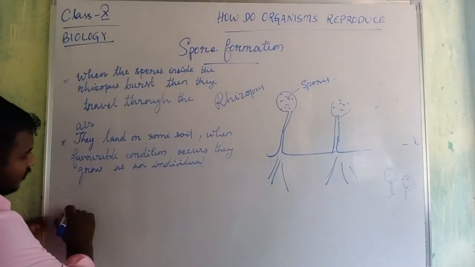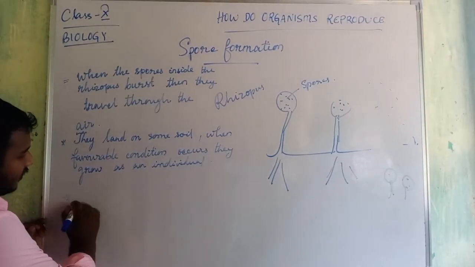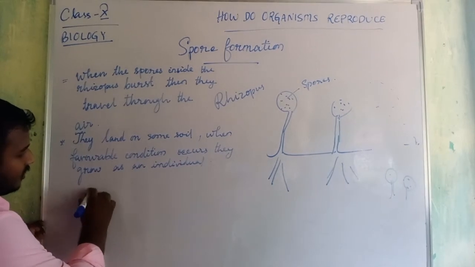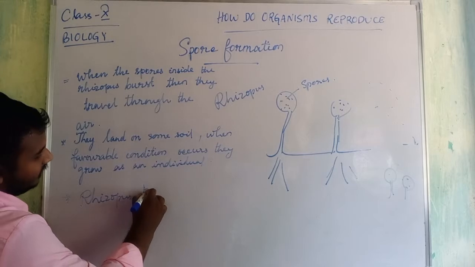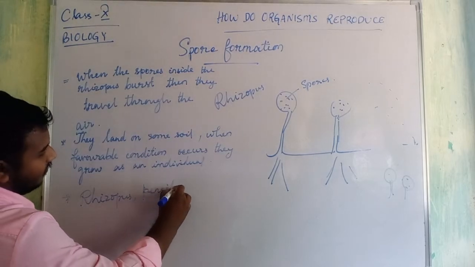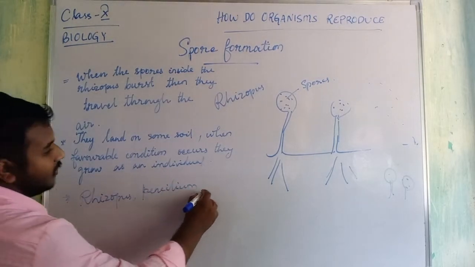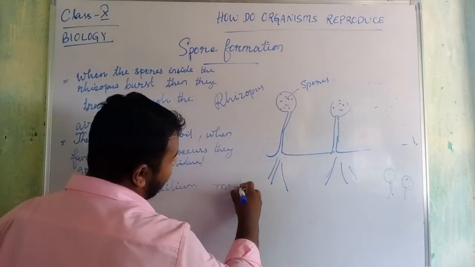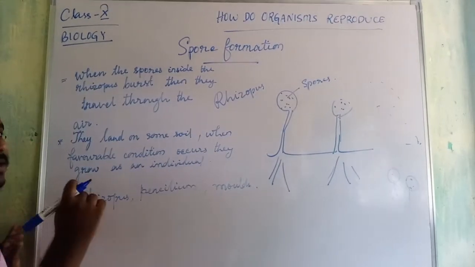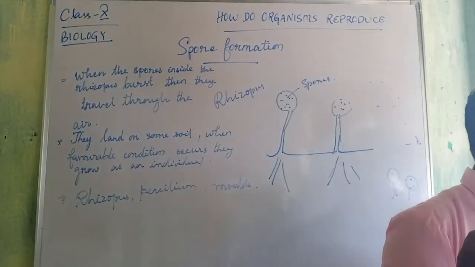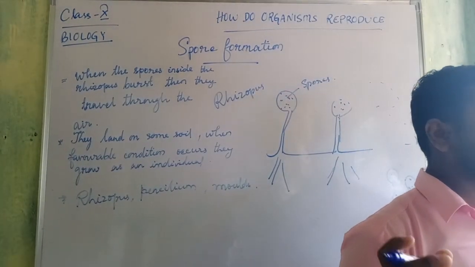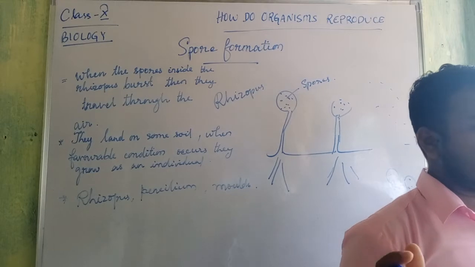So for spore formation examples, you write example: rhizopus, penicillium, okay, and molds, which happens in bread. Okay, which happens in bread, that is your molds, means that green color, gray color one.